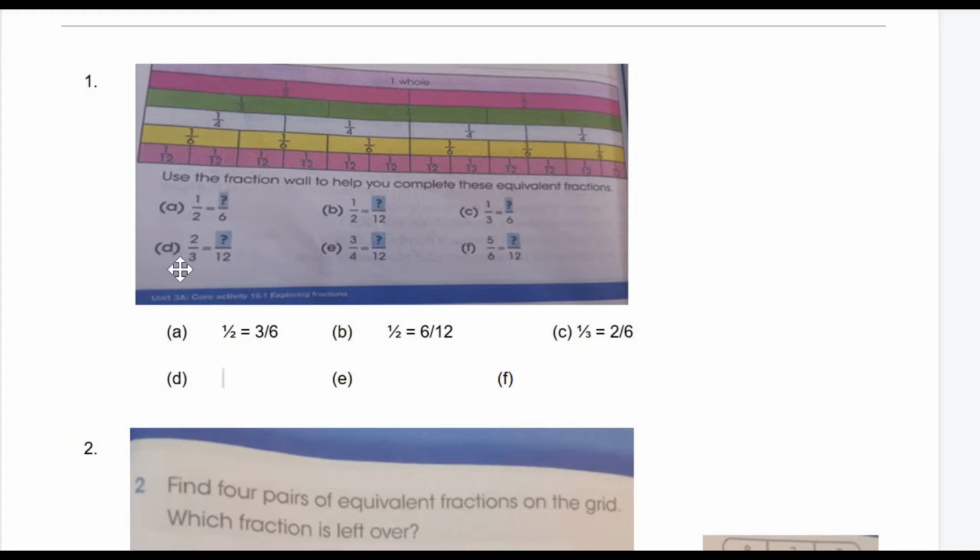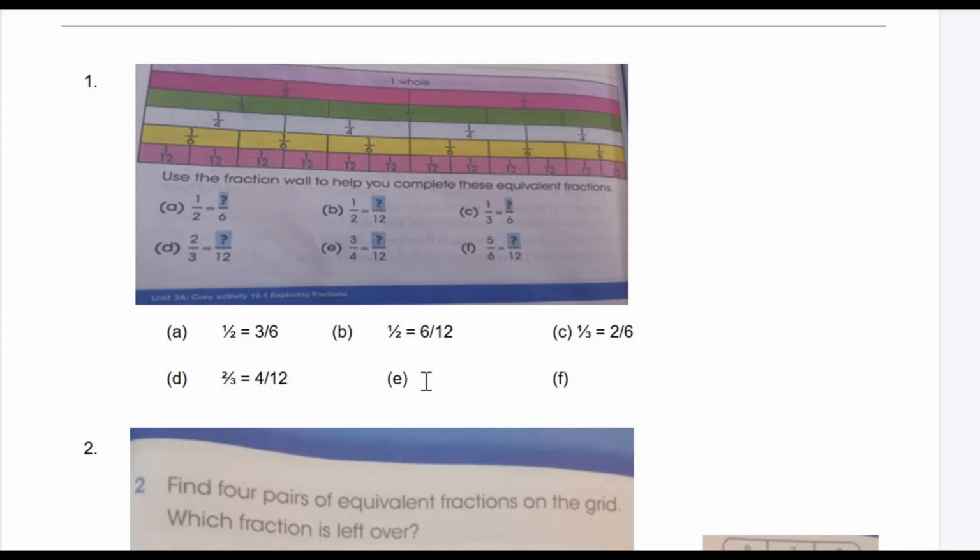Okay, for D, we need to find the equivalent fraction for 2/3, and we have 12. Again, 12 is bigger than 3, so we need to multiply, but by what number? If we multiply 3 by which number we get 12? So we multiply both top and bottom by 4. So 4 times 2, 8, and 4 times 3, 12. So 2/3 equals 4 out of 12.